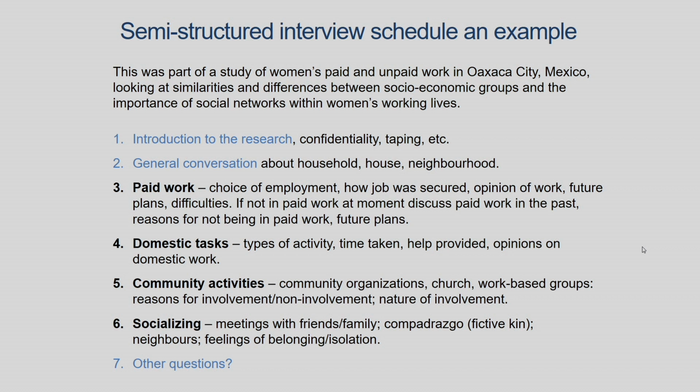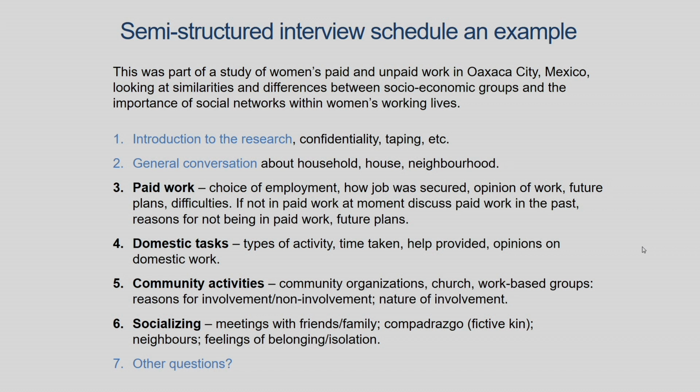Fourth, because again the focus is on paid and unpaid work, and mostly unpaid work emerges out of domestic tasks. So, the fourth theme that has been highlighted is domestic tasks, the types of activities, time taken, help provided, opinions in domestic work and so on. Fifth is community activities, community organizations, church, work-based groups, reasons for involvement in these community organizations and nature of involvement. Now, why is the focus on community activities?